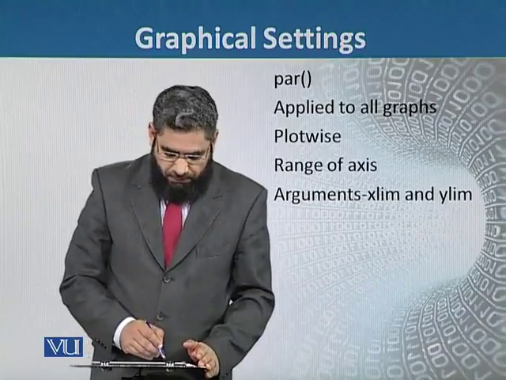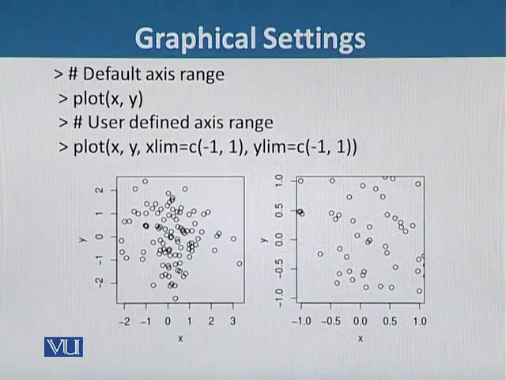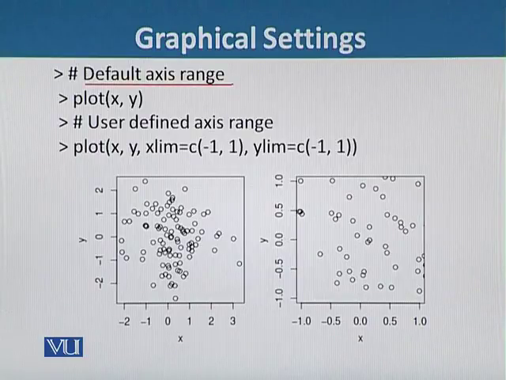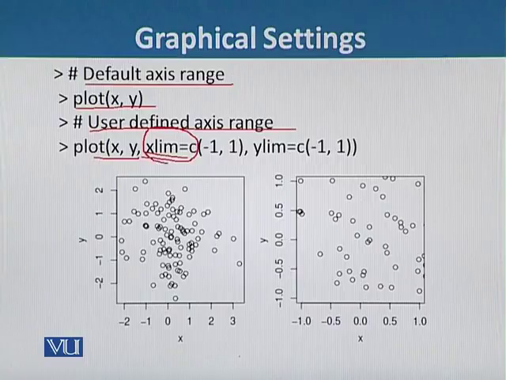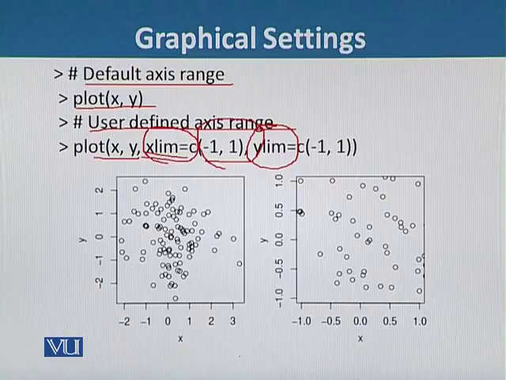So if we want to change the range of the axis, then we have to write the code like: default x range, plot xy, and then user-defined axis range, plot xy. So we are using these xlim and ylim arguments, and we can change the range, and the range will be from -1 to 1.